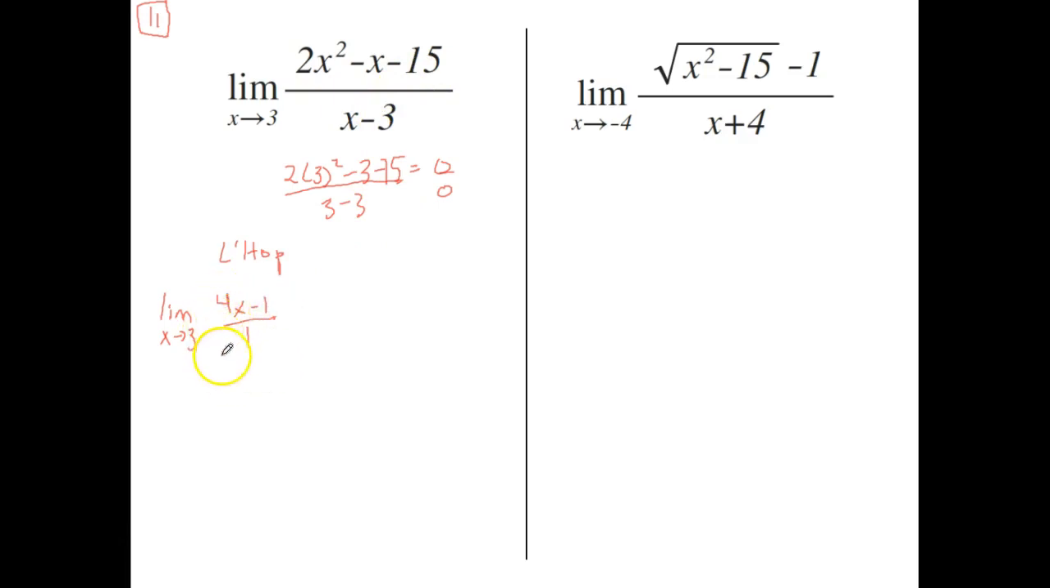Okay, now we got a new function here. I can plug in 3, and if it gives me a number, that's going to be the answer. Or if it gives me a 0 over 0 again, then I can do L'Hopital again, okay? But let's see what happens here. If I plug in 3, I'm going to have 4 times 3 minus 1 all over 1, which is going to be 12 minus 1, which is 11 over 1, which is 11.